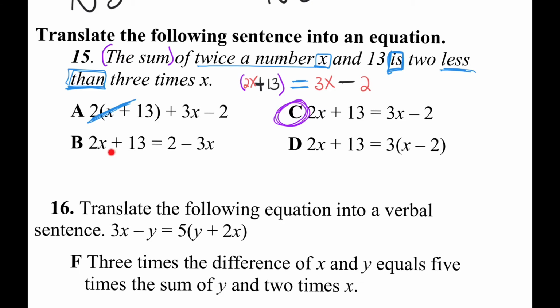Now, what is wrong with the rest of the options? B, well, we do have the 2x plus 13, but this order is wrong because remember the word then, you have to switch the order. So the 3x has to go first, and the 2 has to go after. So that's why this one's wrong. Cross that one out. We already know C is the answer. But D is wrong because there's a 3 in parentheses. We're not using parentheses. Notice here, we're not using parentheses. It's a 3x minus 2. So D is wrong. C is the correct answer.